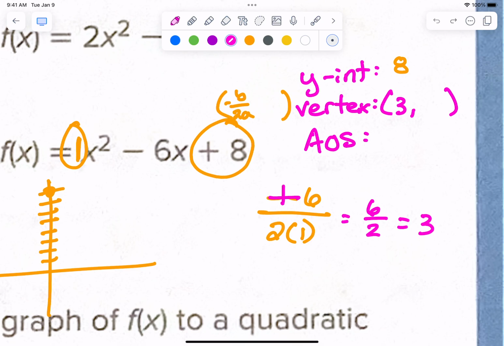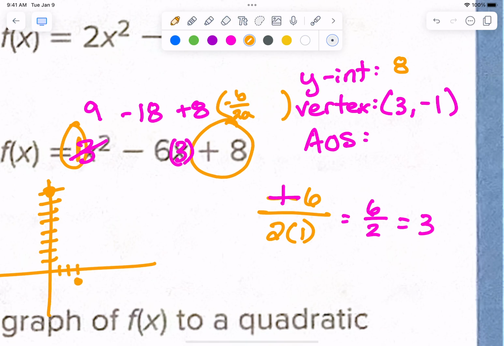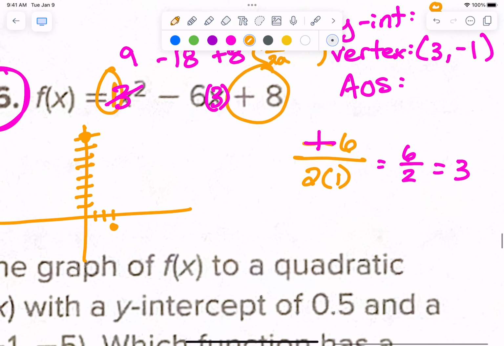We have to plug it in, okay? So let's plug in 3. 3 squared is 9. 6 times 3 is 18. So 9 minus 18 plus 8. Negative 9 plus 8 is negative 1. So 3, negative 1. I'm going to plot him. 1, 2, 3, negative 1 is this dot right here. That is my vertex. Okay?